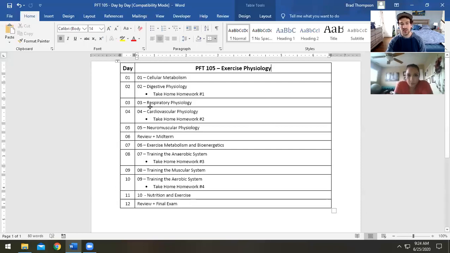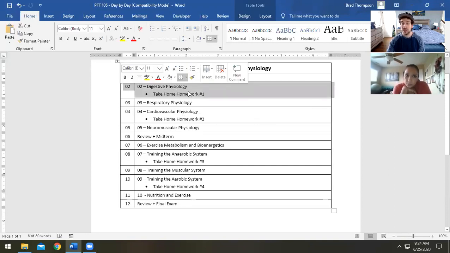So you'll notice we're really covering a lot of functional stuff in this course. Take a look here. You can see the first day we're going to get into a little bit of cellular metabolism. So we're going to talk a little bit about cellular biology here in the beginning. Followed by tomorrow, we're going to get into digestive physiology. So we're going to talk about how we actually break down and extract nutrients. This stuff will look really familiar again in our next class, which will be nutrition.